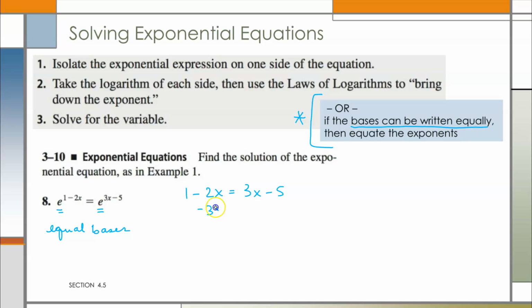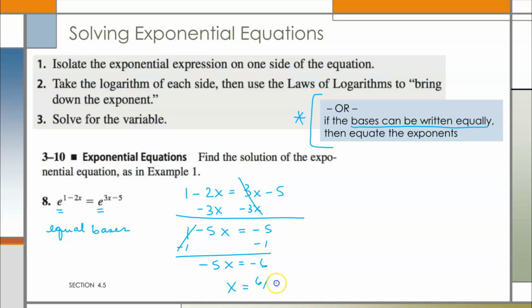There's many ways to start out, what I'm going to do is move that 3x over. So that would give us 1 minus 5x equals negative 5. Then we'll subtract 1. So that gives us negative 5x equals negative 6. We'll divide both sides by negative 5. So x equals 6/5 is our solution. Now, if this were a test, we would want to check to make sure that is correct. We could check by putting it back into the original equation. But I'm pretty sure that we followed the correct steps, so I think we're going to be good.